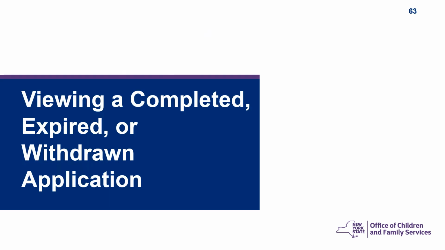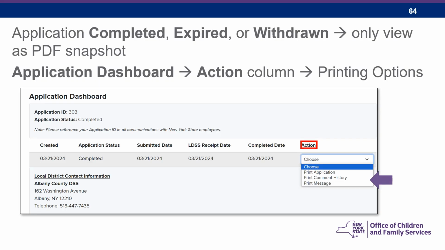Viewing a completed, expired, or withdrawn application. If your application is in either completed, expired, or withdrawn status, you can only view it via a PDF snapshot. From the application dashboard page, you will no longer see the View Application hyperlink, but in the Action column you can select a snapshot view. If you select Print Application, you will get a PDF of the application in its most complete state before being marked completed, expired, or withdrawn.